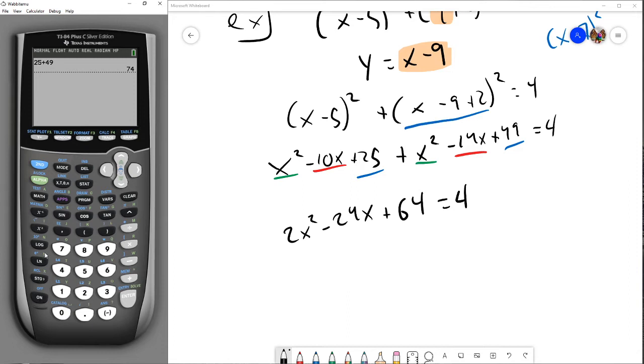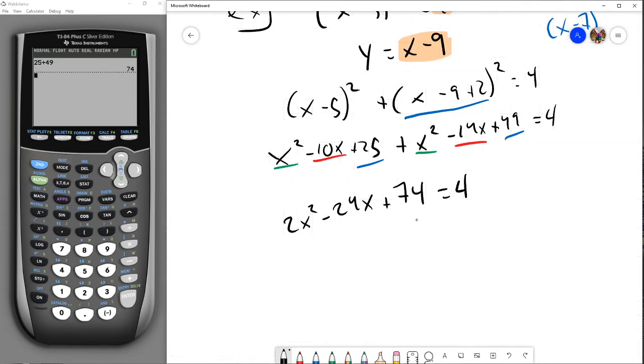Alright, 74. That's why I double checked my math. I was not liking that. Alright. So we have 74 here. Alright, so now what we need to notice is that we have a squared here.